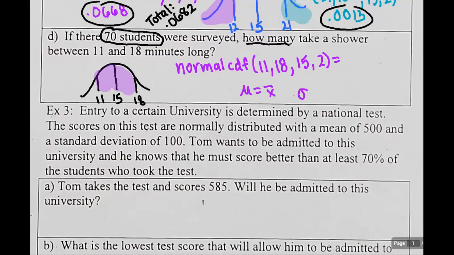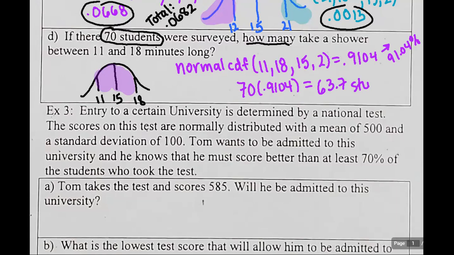So when I worked that out, again, we ended up with 0.9104, okay, 0.9104. Okay, and just understand that that means 91.04%. And so I wanted to figure out how many people out of 70. So I'm going to take 70 and times it by 0.9104 because that will find 91% of them. And when we did that, that gave us 63.7 students. Okay, so about 64 if you're rounding up.